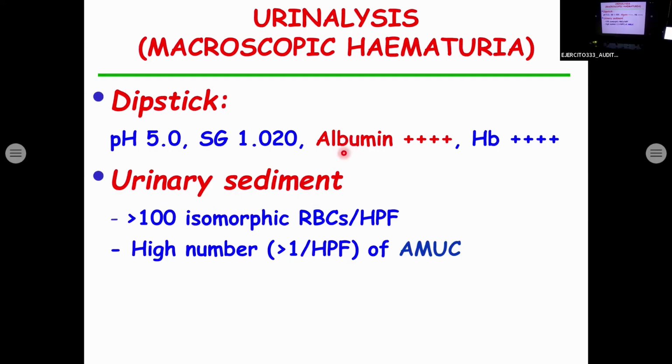Why do we have 4+ albumin? Simple, because when we have a macroscopic hematuria due to urological disease, there is a loss of entire blood, full blood, which contains albumin. So it is not albumin coming from the glomeruli, it is albumin which comes from the blood itself.